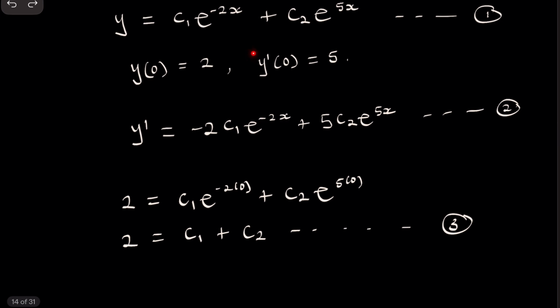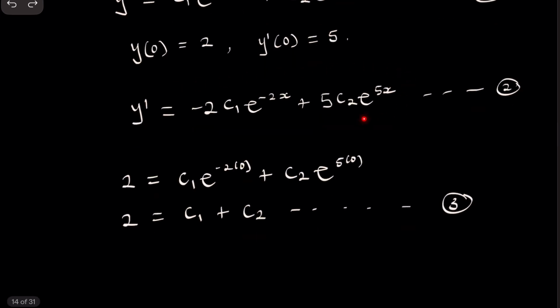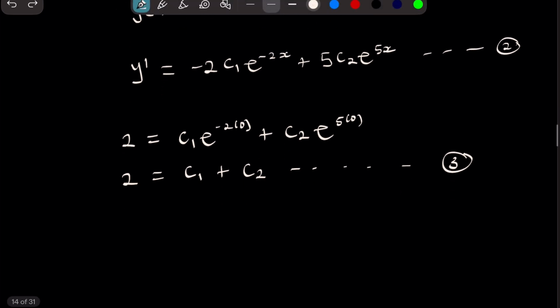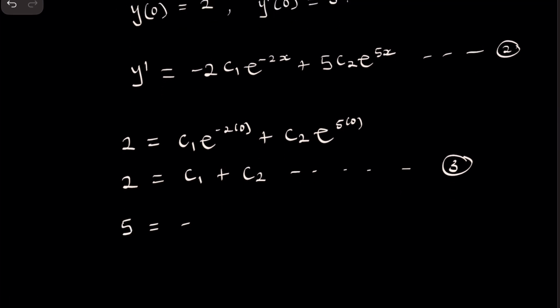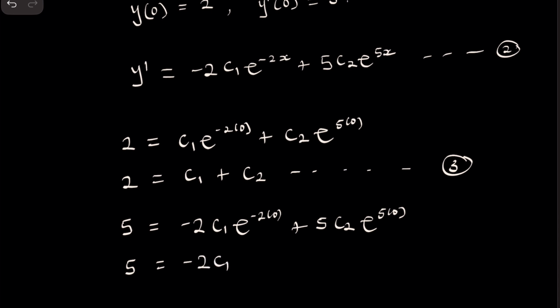Also, from our second subsidiary condition, we have y prime of 0 is equal to 5. Thus, when x is equal to 0, y prime is equal to 5. So we substitute x is equal to 0 and y prime is equal to 5 in our second equation. So we are going to have 5 is equal to minus 2 c1 e^(-2 times 0) plus 5 c2 e^(5 times 0), which gives 5 is equal to minus 2 c1 plus 5 c2.